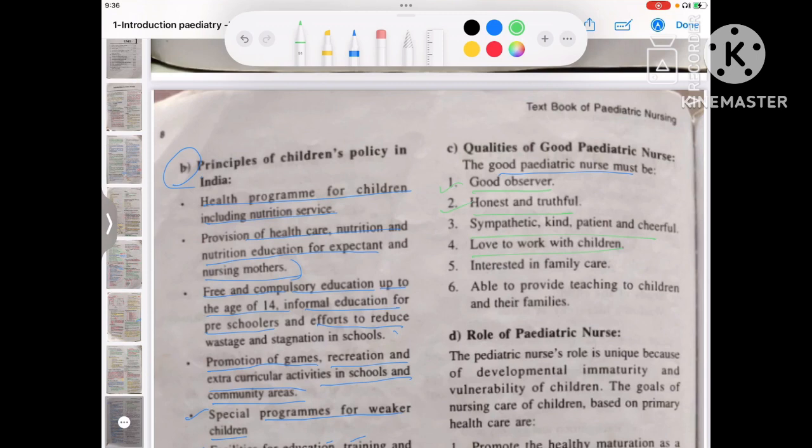The next one is interest in family care. We should teach the family how to take care of the children, especially sick children who are always crying. The nurse has to teach the family members how to handle the crying of sick children, and be able to provide teaching to the children and their family on how to take care of the children. These are all the qualities of a good pediatric nurse.